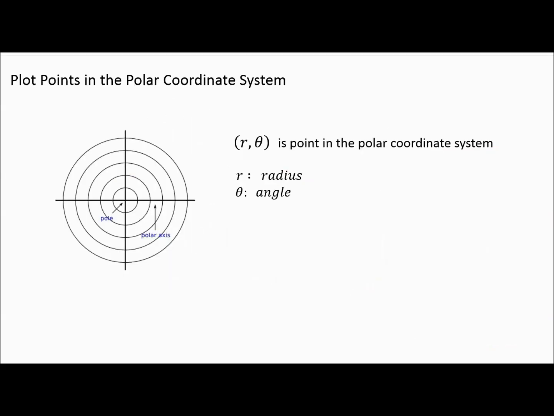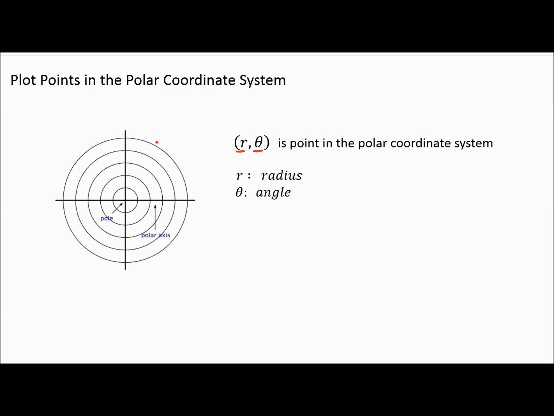Hello, let's talk about the polar coordinate system. For many of you, this may be something brand new. What you see to the left looks like a target or a bullseye. What we want to do is plot something called polar coordinates. This is a point. So you have a point in the polar coordinate system that's an R value and a theta value, and you want to place that point somewhere on this polar grid.